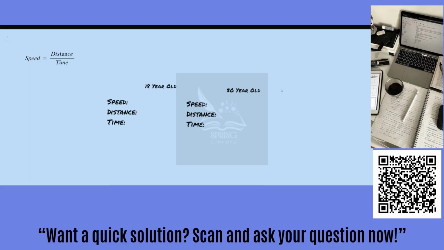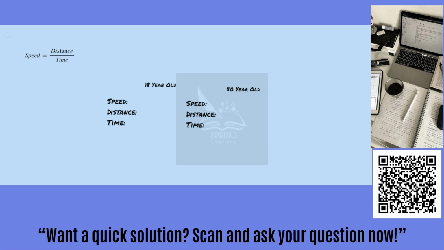In this problem, we have an 18-year-old who is running a 10-kilometer track. I'm going to jot this information down as we cover it. A 10-kilometer track. And for that track, he is running at 4.39 meters per second.